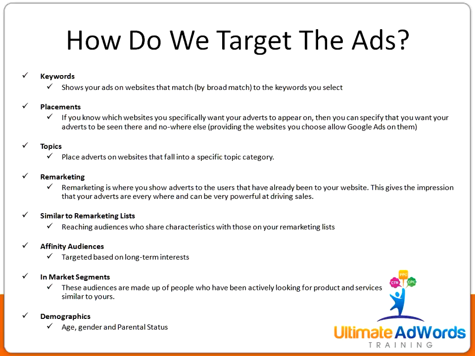On the display network, you're also able to create similar to lists. So this is where Google matches characteristics of an audience on your remarketing list to those who aren't, and effectively creates an audience for you. There's also affinity audiences, and these are audiences that Google believes have an interest in your product or service based on data that they've built up over time. In market segments, these are people who have actively been researching or looking for products and services similar to yours. You can also target by demographic, where you can filter by age, gender and parental status as well.